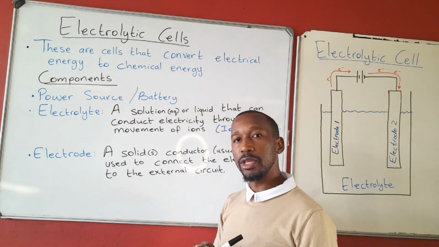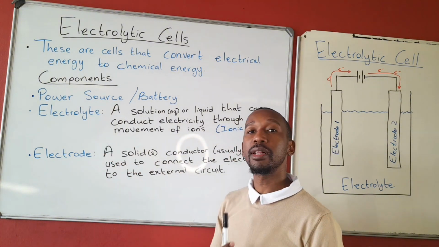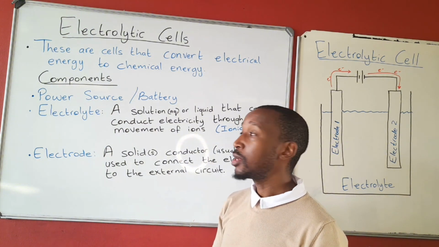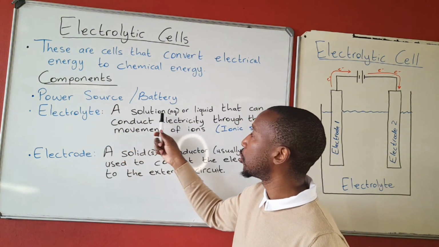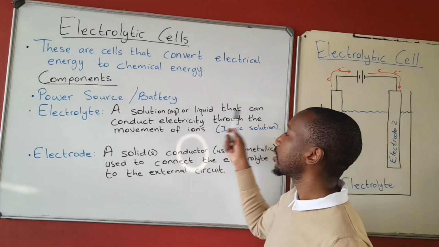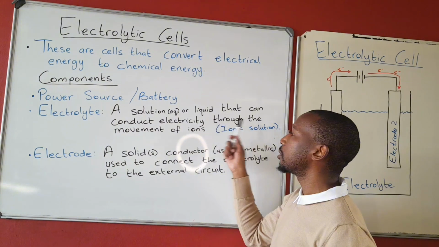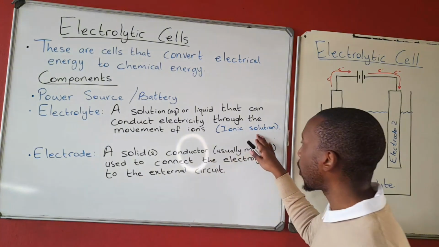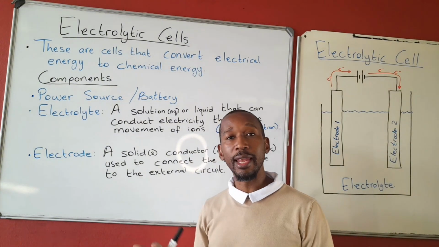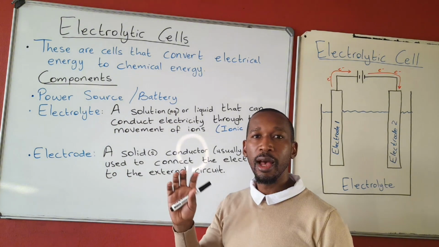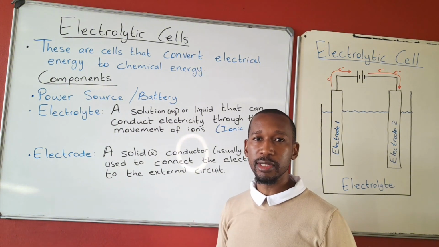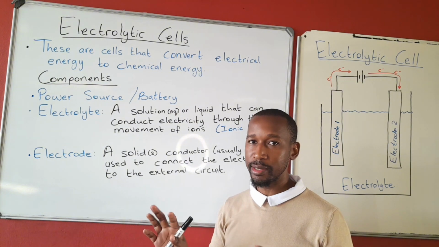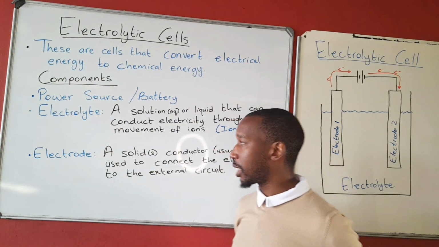Then we are also going to need an electrolyte where our chemical reaction is going to be taking place. So what is an electrolyte? This is a solution or liquid that can conduct electricity through the movement of ions. For ions to be moving, we need an ionic compound. So we will find that our electrolytes are going to be substances or molecules that consist of a metallic and a non-metallic part. That will be our electrolyte.